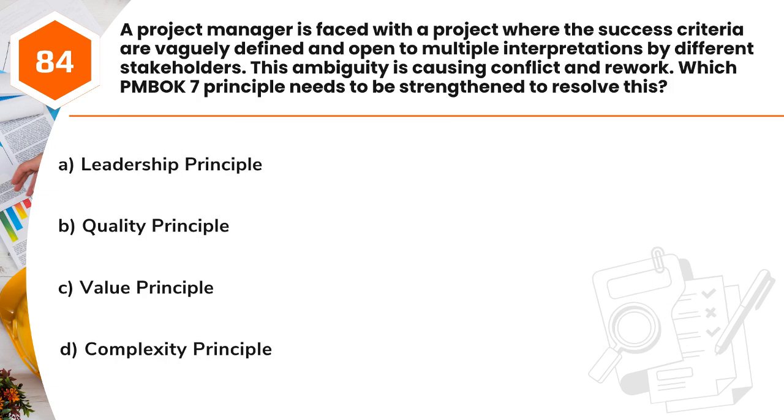Question 84. A project manager is faced with a project where the success criteria are vaguely defined and open to multiple interpretations by different stakeholders. This ambiguity is causing conflict and rework. Which PMBOK 7 principle needs to be strengthened to resolve this? A. Leadership principle. B. Quality principle. C. Value principle. D. Complexity principle.